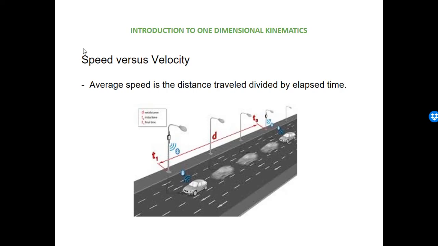We use average speed all the time. Let's say we're going to our grandma's house, and our grandma lives 30 miles away, and it takes us an hour to get there. If she lives 30 miles away and it takes an hour to get there, what was our average speed? It was about 30 miles per hour. When you think about all the times that you go somewhere and figure out how fast you can go and how long it's going to take you to get there, that's your average speed that you're talking about.